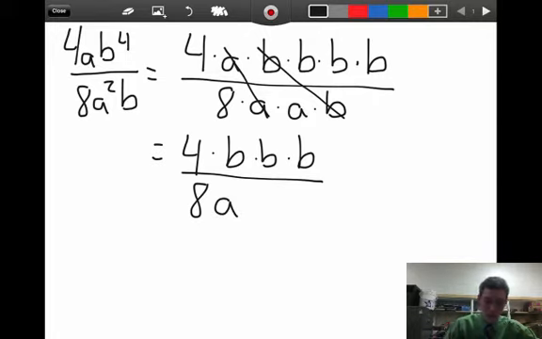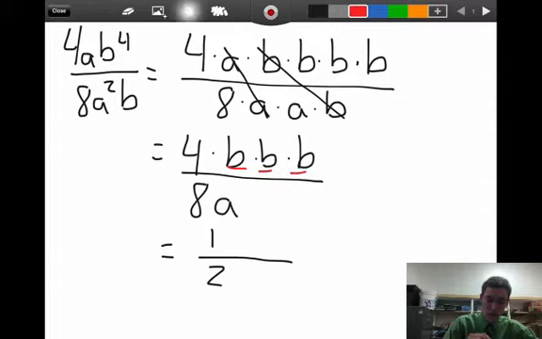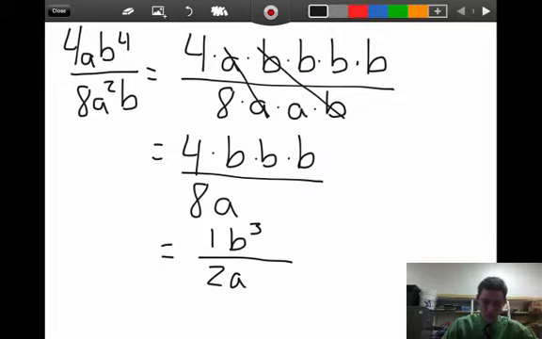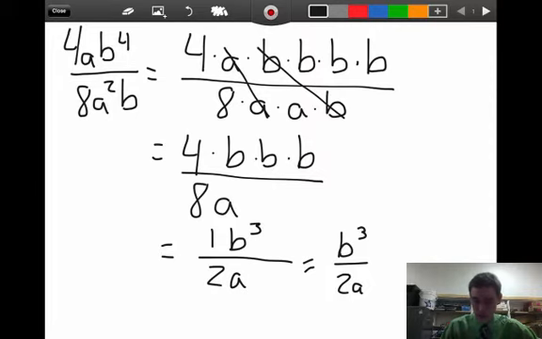Then I simplify that. 4 divided by 8 is just 1 over 2. And then I have 3 b's. So that becomes b cubed. And then I just have an a in the bottom. So then I just leave that as a. So then my final answer just becomes b cubed over 2a. And that's my final answer.